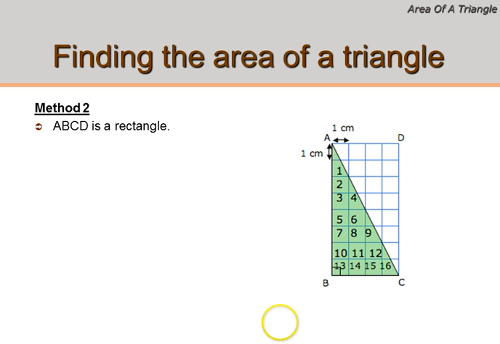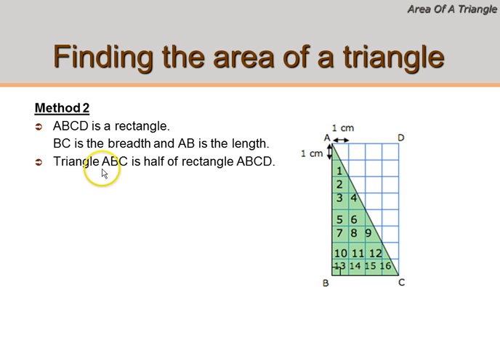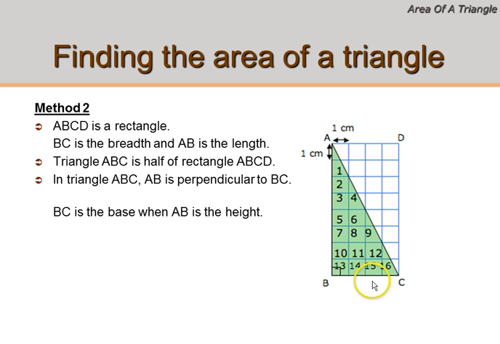ABCD is a rectangle. Now BC is the breadth of the rectangle, and AB the length. Triangle ABC is half of rectangle ABCD. In triangle ABC, AB is perpendicular to BC. Now BC is the base when AB is the height.